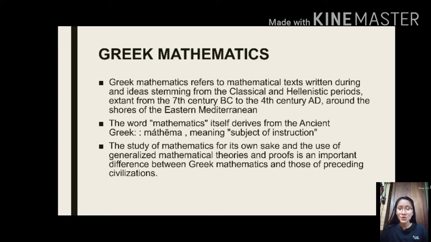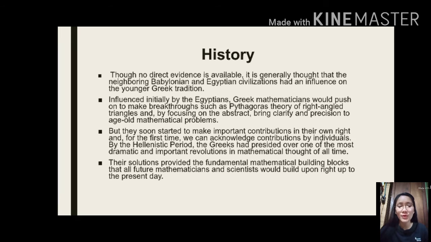But first, we need to know what Greek mathematics is. Greek mathematics are mathematical texts and ideas from the classical and Hellenistic periods. But this happened from the 7th century BC up to the 4th century AD. Greek mathematics focused on fundamentals with respect to geometry and the idea of formal proof. So next, we have here a brief history of Greek mathematics.